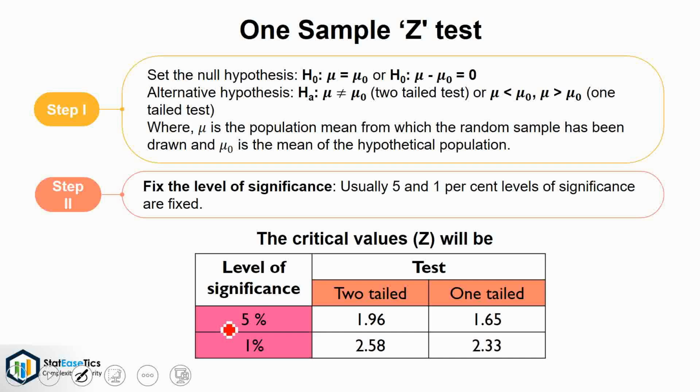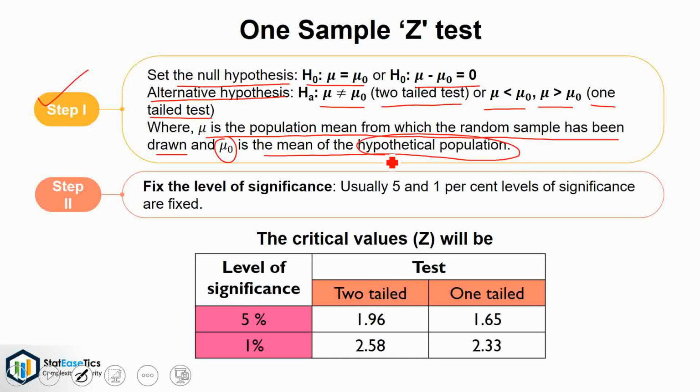Let's see it in stepwise manner. The first step is to set the null hypothesis H0: mu is equal to mu 0, or mu minus mu 0 is equal to 0, and alternative hypothesis as mu not equal to mu 0 in case of two-tailed test, or mu less than mu 0 or mu greater than mu 0 in case of one-tailed test, where mu is the population mean from which the random sample has been drawn and mu 0 is the mean of the hypothetical population. Step 2 is to fix the level of significance.